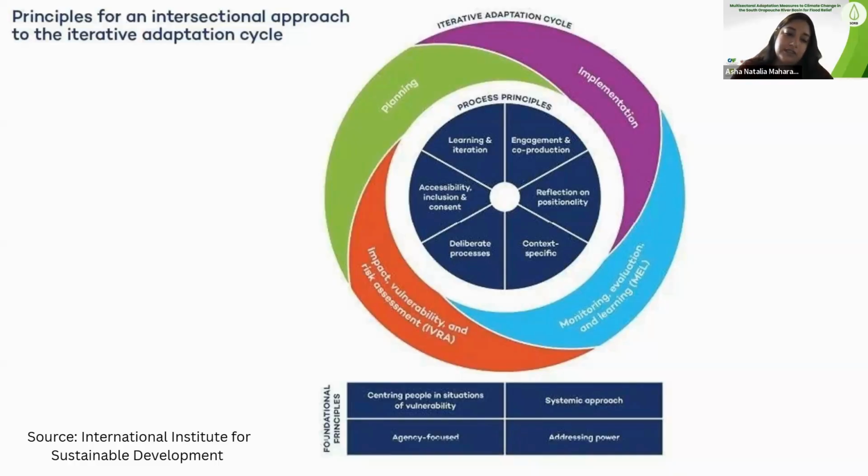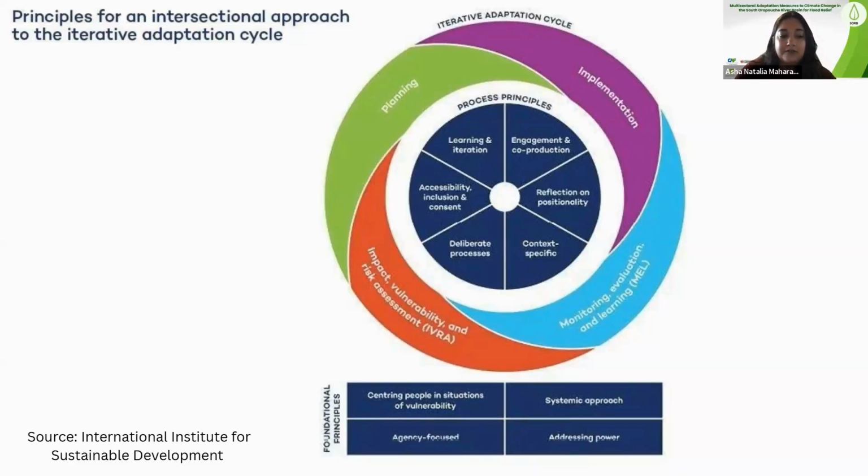And then there are some overall foundational principles that underscore all of these things at the bottom we can see, which is that we have to center the people who are in situations of vulnerability. We have to have a systemic approach to this. We have to stay focused on the agencies that can assist us. And this one here, addressing power.